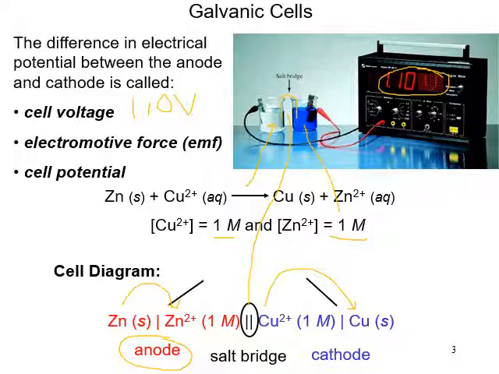If you did not have the salt bridge, you would quickly build up charge in either one of these containers. Since oxidation is occurring on the zinc side, you would build up a positive charge if you did not have that salt bridge. On the other side, you would build up negative charge since positives are disappearing.